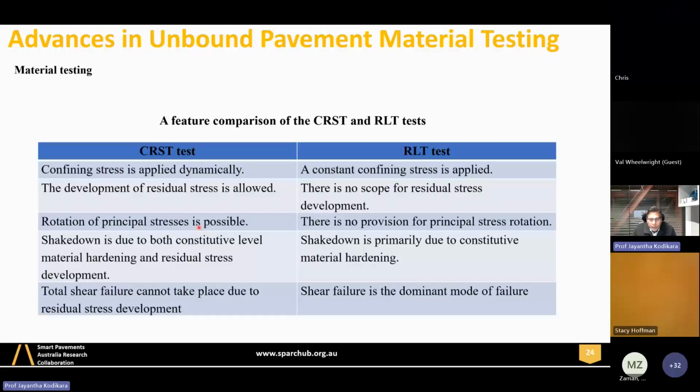So there are many features showing that the CRST test is more rational. And shear failure is dominant in RLT, whereas CRST is more compression, shear-assisted compression, which is the pavement behavior. Normally, you won't get a foundation-like failure totally in pavement. It's a compression assisted by some lateral shear.